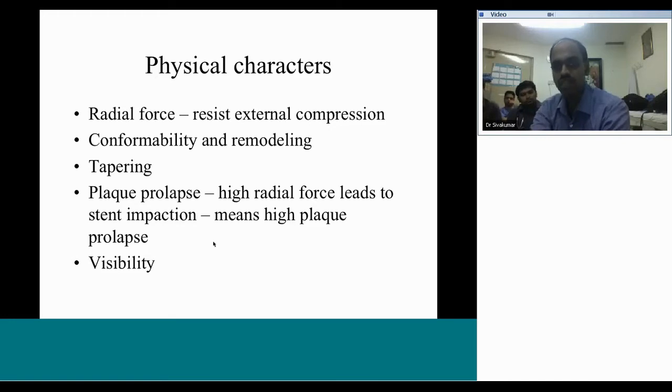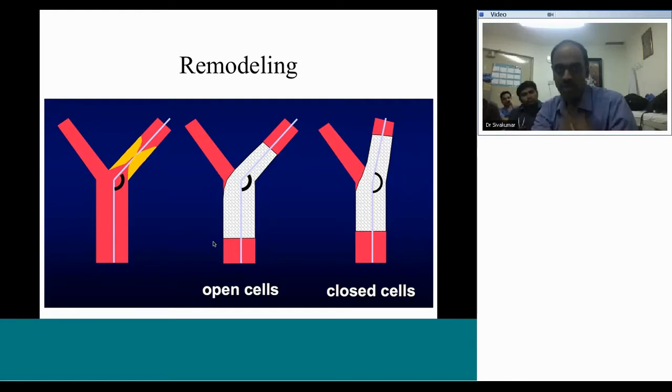And of course, if you have a stent with a very high radial force, this stent is going to be impacted deep into the intima and media, which means there is going to be plaque prolapse. So high radial force is going to have high plaque prolapse. Another physical characteristic we need to know is visibility of the stent. For example, there are absorbable stents called magnesium stents, which are not visible at all. You will not be able to see them. There are some stents which are strikingly visible. For example, any high molecular weight stent like the Cheetham platinum stent, which has platinum in its structure, will have extremely high visibility.